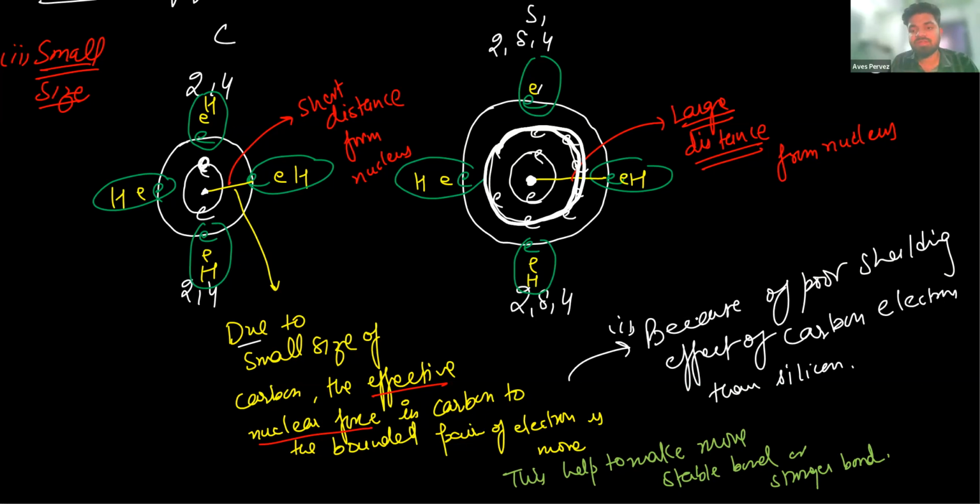So note it down here that the second reason is the poor shielding effect of carbon's electrons compared to silicon. Note it down fast. Carbon's two electrons are not able to shield properly.